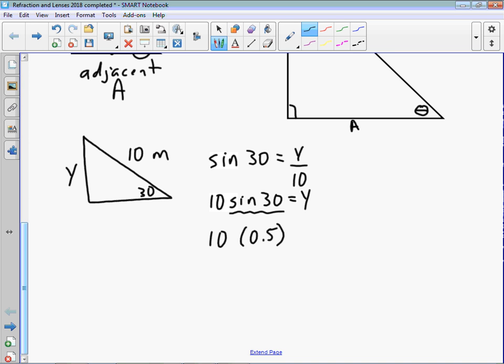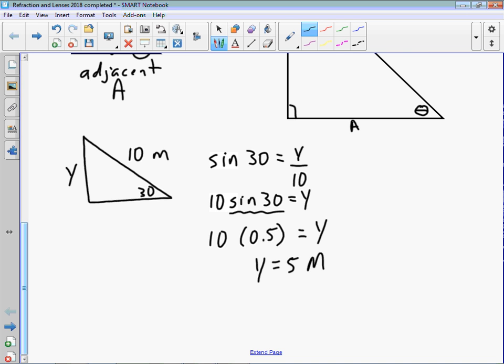If it doesn't, then you'll want to figure out what's going on. There are a bunch of things that you could be doing. For example, not having your calculator in degree mode. And if it's not giving you that, then you're going to want to check with somebody, check with your teacher, check with a friend, figure out what it is that's not going right. So 10 times 0.5 is y. So that sine of 30 degrees means that the opposite side is always going to be half, or 0.5, of the hypotenuse. And so y, in this case, is 5 meters.